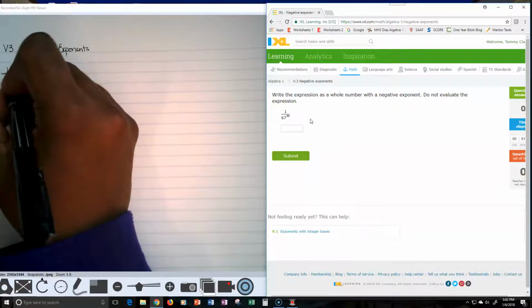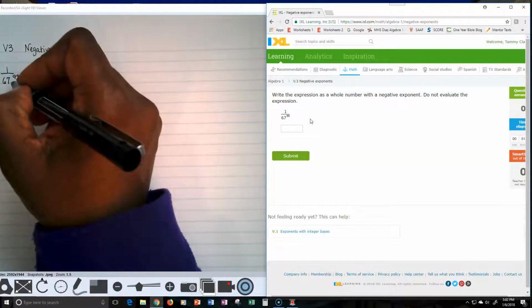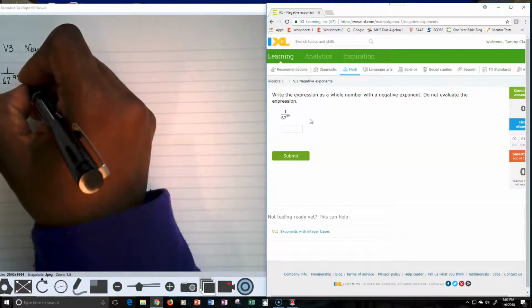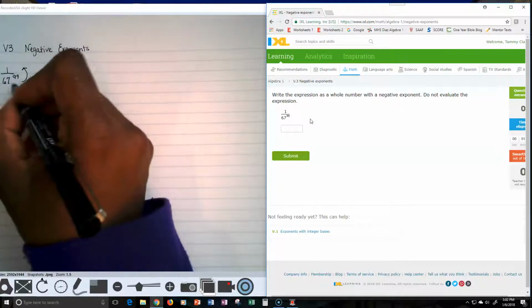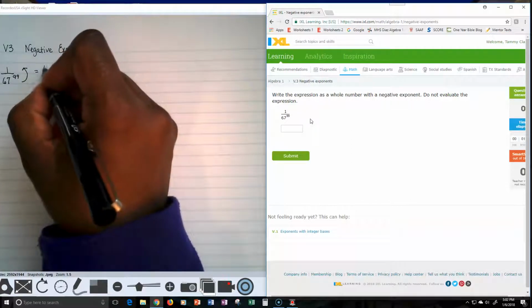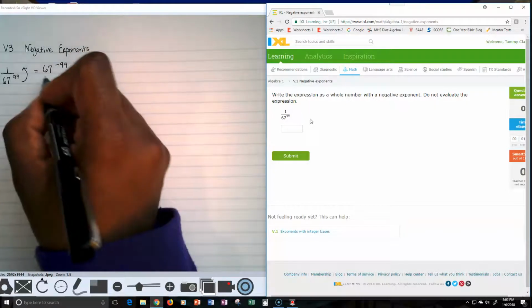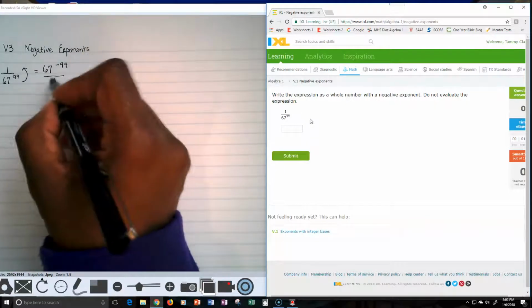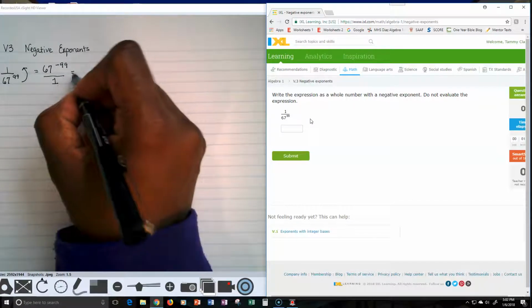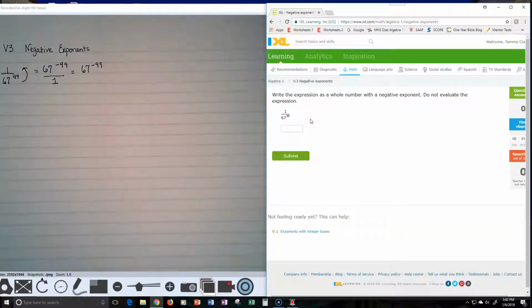So we have 1 over 67 to the 99th power. In order for us to have a negative power, we have to place our exponent in the opposite position. So I'm going to move the 67 to the 99th power to the numerator. And when I do that, I end up with 67 to the negative 99th power over 1. So you could say you flip it, but it's not necessary to write it over 1. I can simply leave it as 67 to the negative 99th power.